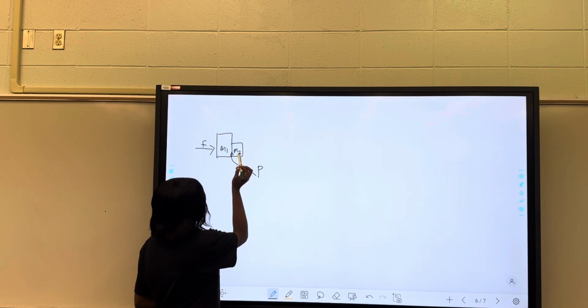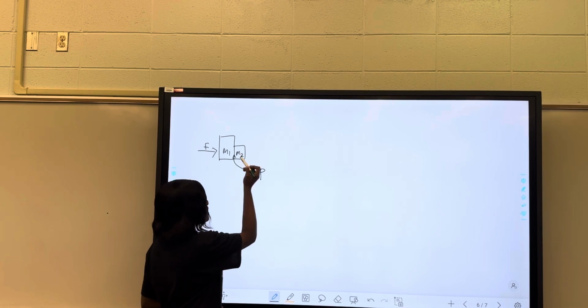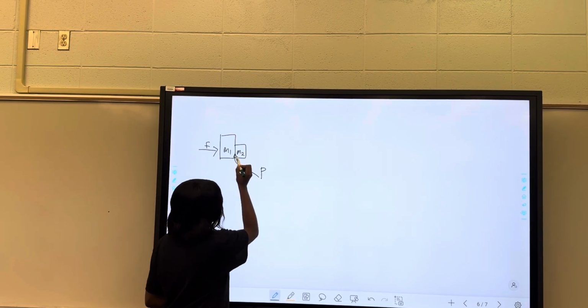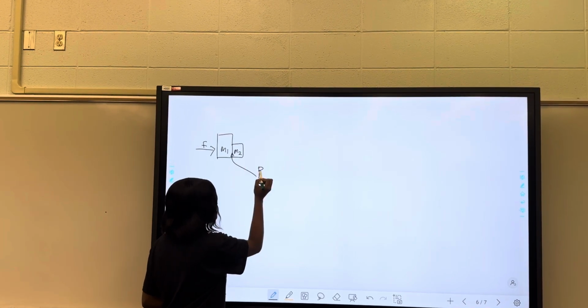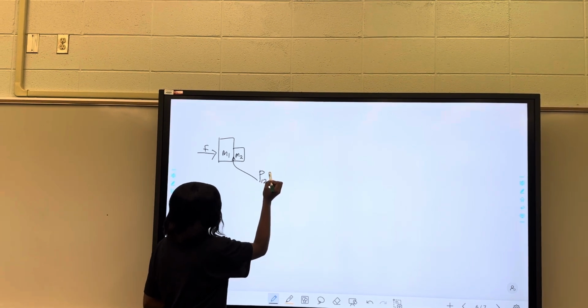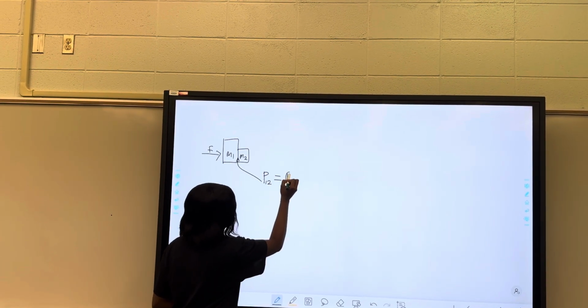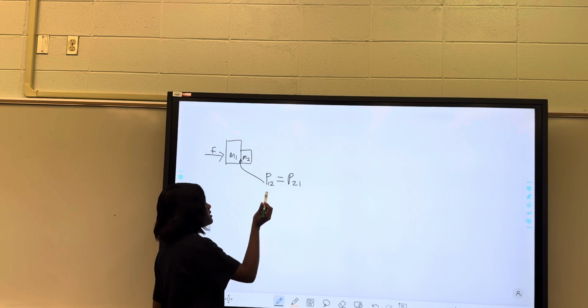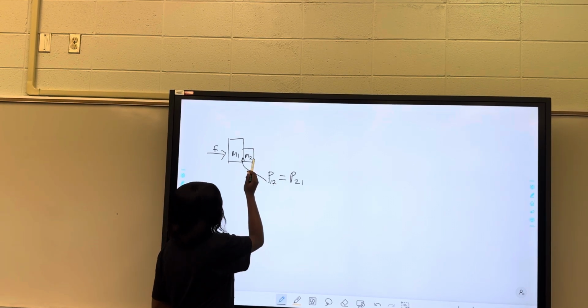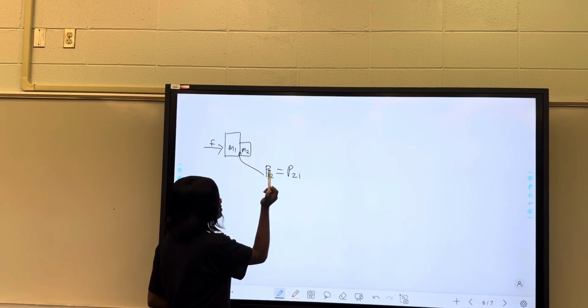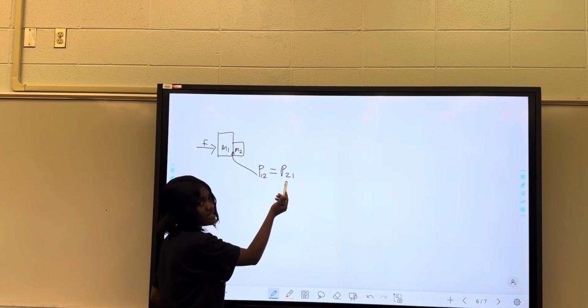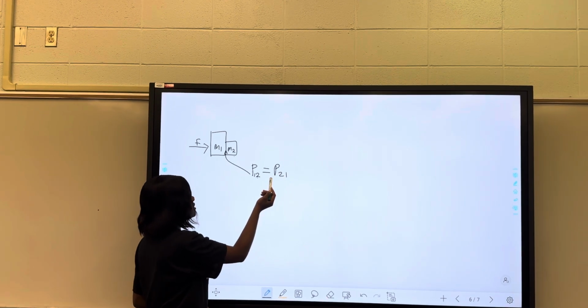Since this is block M1 and this is block M2, we can say the contact force between M1 and M2, which we represent like this, is also equal to this. This simply means the force exerted on mass 2 by mass 1 is also equal to the force exerted on mass 1 by mass 2.